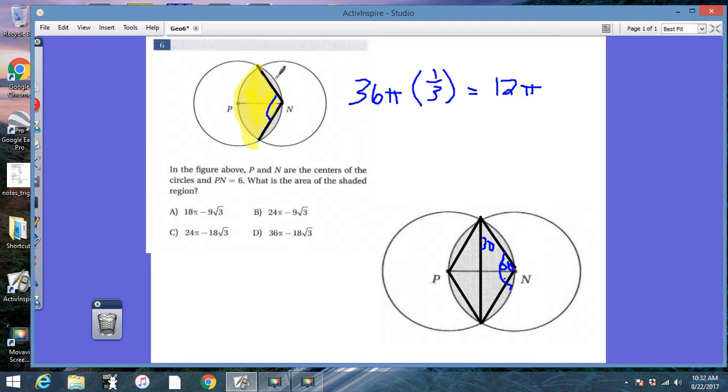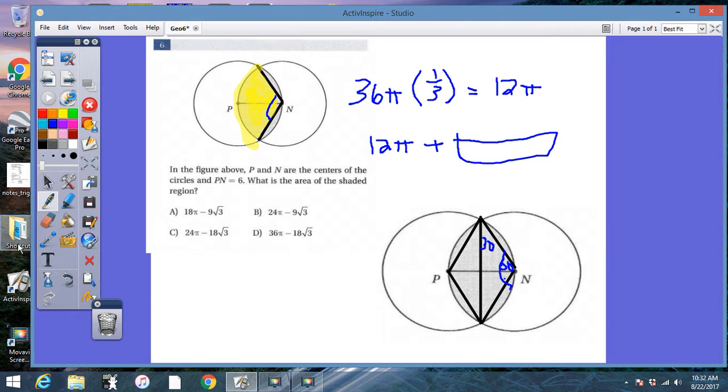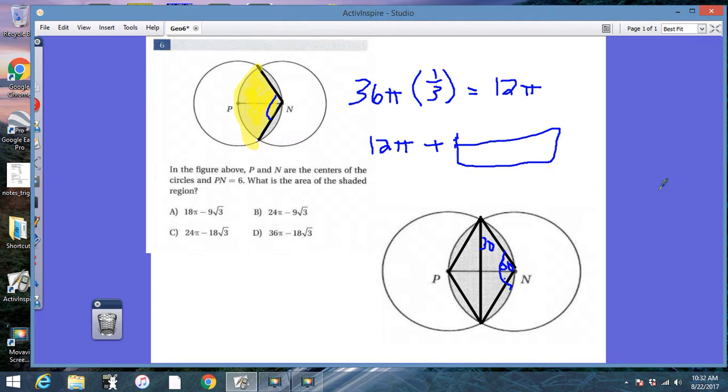Now we have to add to it these two little pieces, and I thought that was the tricky part. We're going to add to it those two pieces. We don't know what that is yet. Wow, this writing tool is really not good, so bear with me. I'm just putting this box. We're going to fill in the answer when we get it.